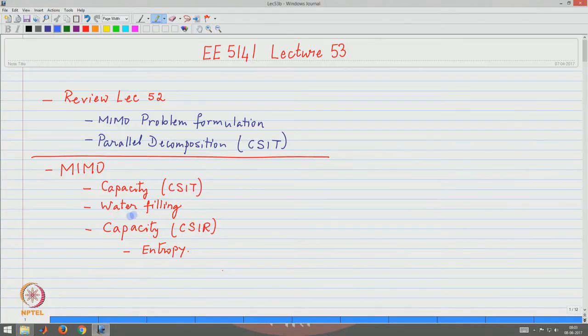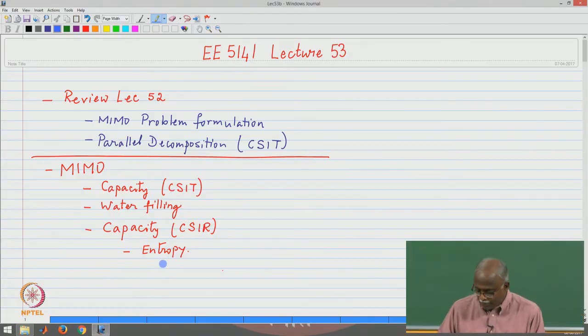Firstly, when we can do parallel decomposition, and then we will go on to the general case where we cannot do parallel decomposition, but still we would like to achieve the best in terms of the performance of the system, capacity of the system, and that will be based on our understanding of the entropy of the channel.